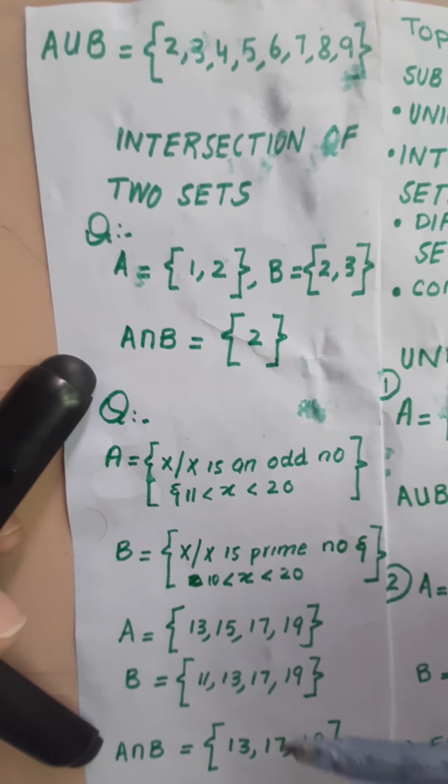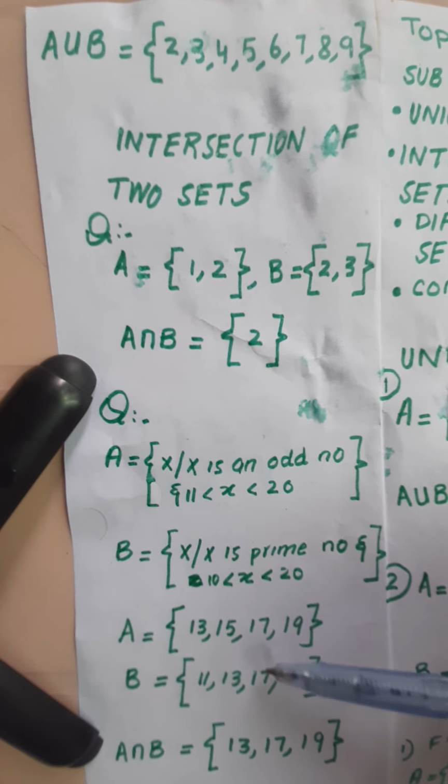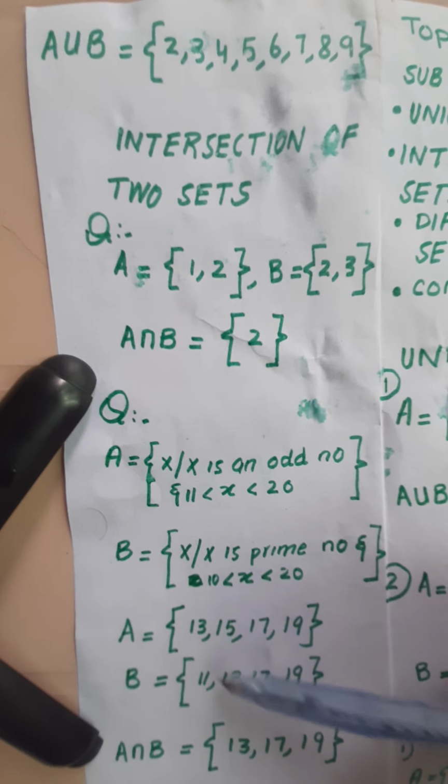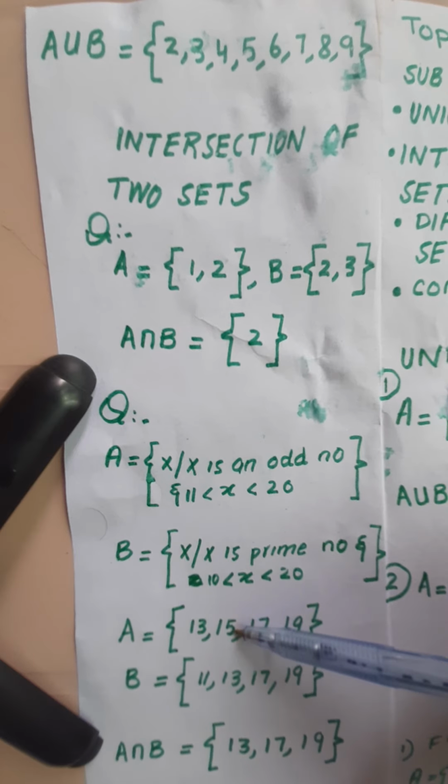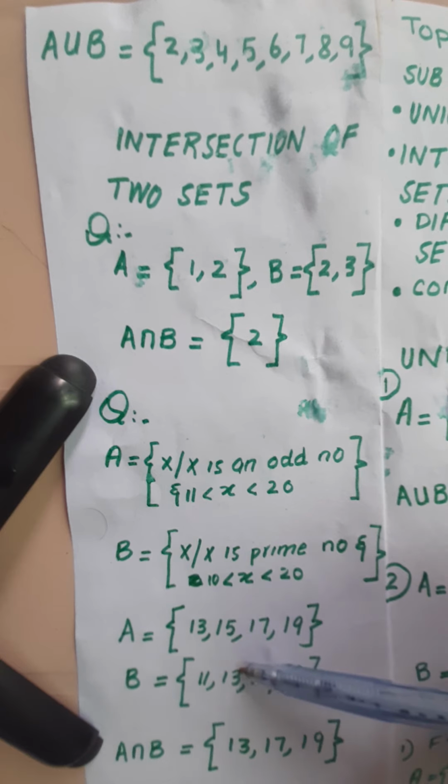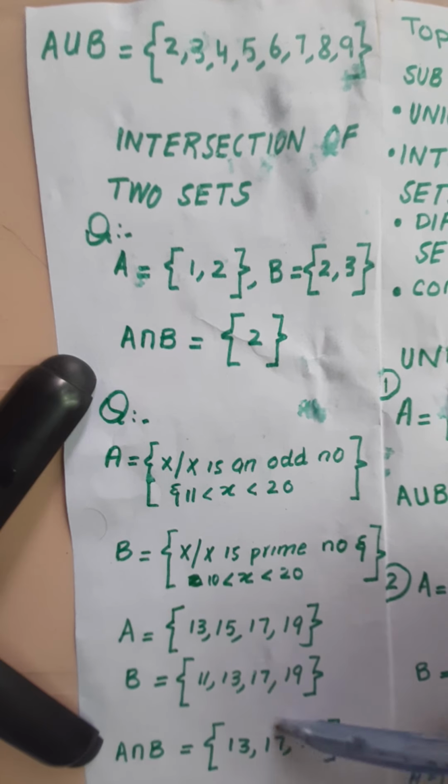We have to find the intersection of A and B. So intersection means you have to write down a set which contains elements common in A and B. Now 13 is common in A as well as in B, so 13 will be taken for the intersection of A and B. 15 is not common. 15 is present in A but not in B. 17 is present both in A and B, so 17 will be included in the intersection, as well as 19, which is present in both A and B. So the elements which are common in both A and B will be the answer for the intersection of A and B. Now this is about union and intersection of two sets.